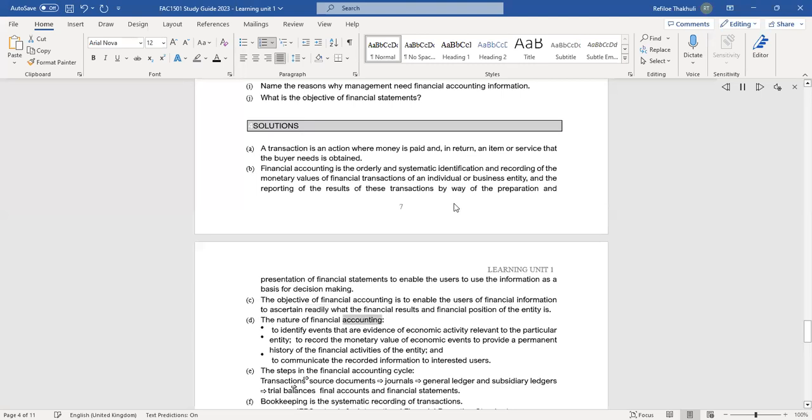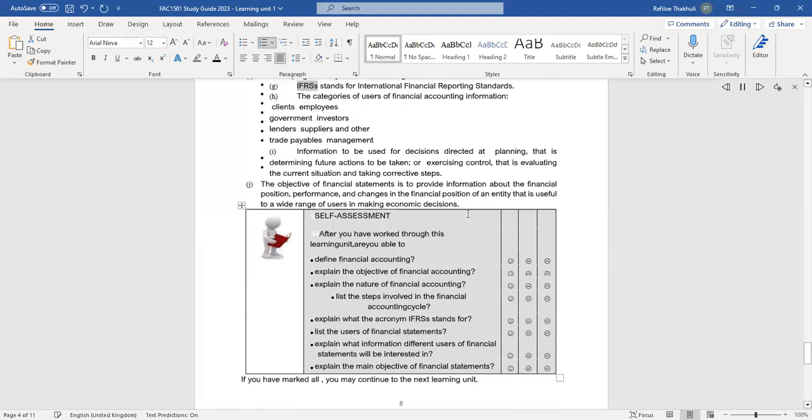The nature of financial accounting. To identify events that are evidence of economic activity relevant to the particular entity, to record the monetary value of economic events to provide a permanent history of the financial activities of the entity, and to communicate the recorded information to interested users. The steps in the financial accounting cycle. Transactions, source documents, journals, general ledger and subsidiary ledgers, trial balances, final accounts and financial statements. Bookkeeping is the systematic recording of transactions. IFRSs stands for International Financial Reporting Standards.